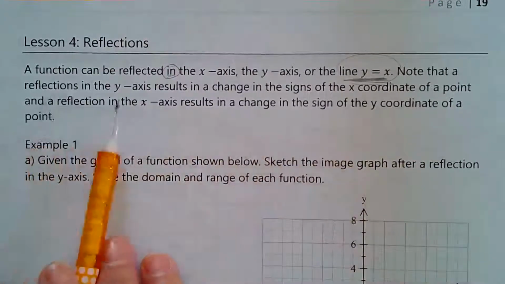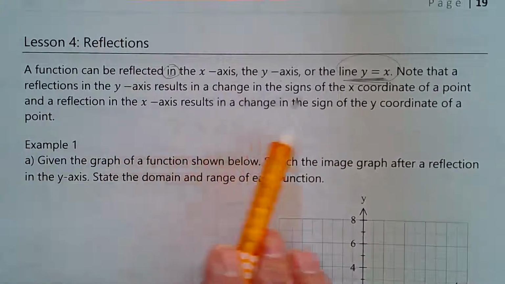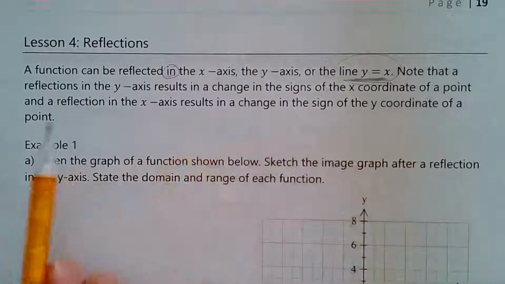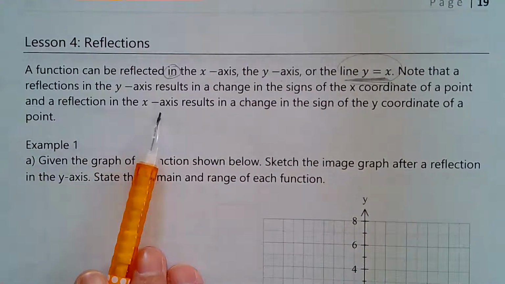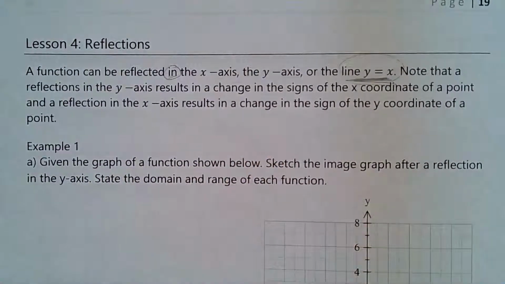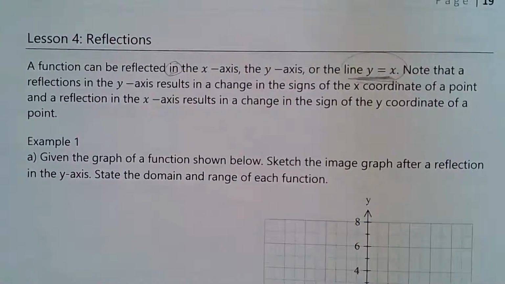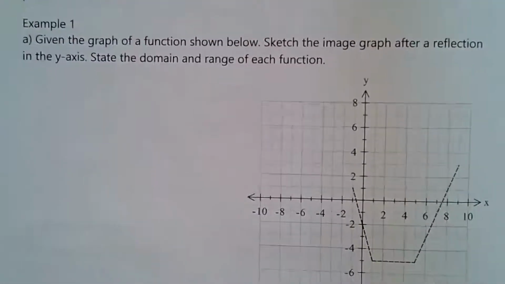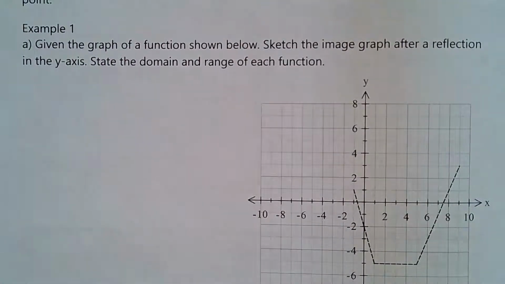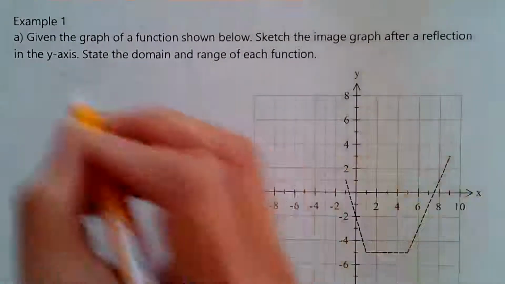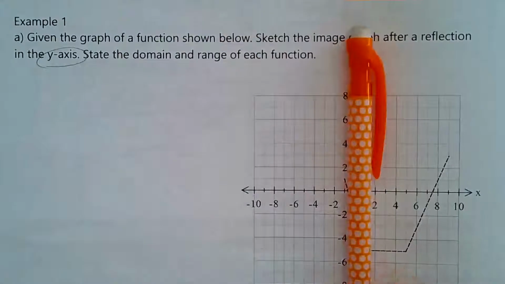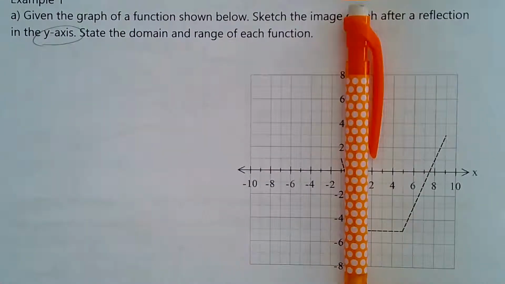So note that the reflection in the y-axis results in the change of the sign in the x-coordinate of a point, and the reflection in the x-axis, the change in the sign of the y-coordinate of a point. So let's take a look at this one here. Given the graph of the function shown below, sketch the image graph after reflection in or over the y-axis. Okay, the reflection in the y-axis. So this is the y-axis. Where is it going to be reflected?